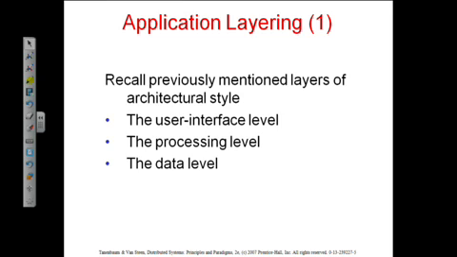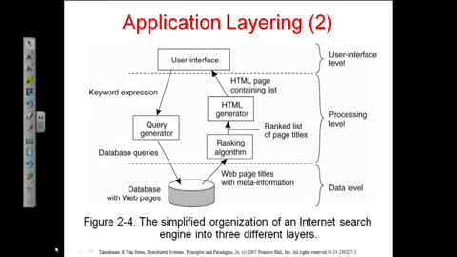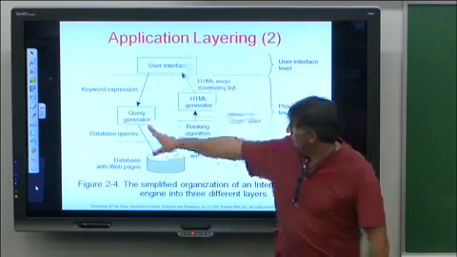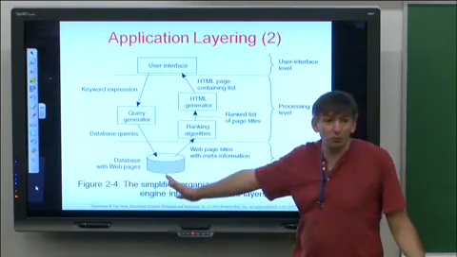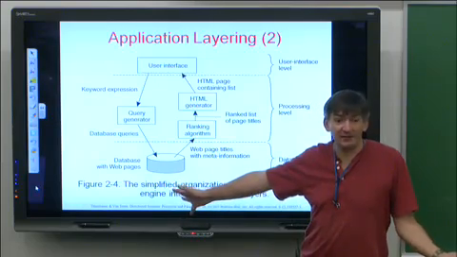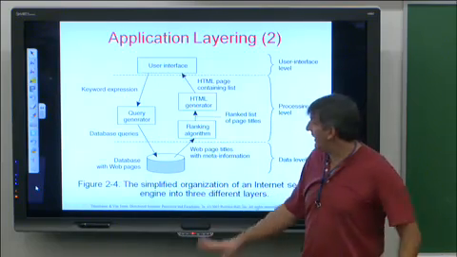Good. So the classic architecture might look like this. We have a user interface here. Then the processing level might have all kinds of fancy things, for example, a query generator. Then the information goes to whatever the database is, some sort of data layer. And then data goes back.